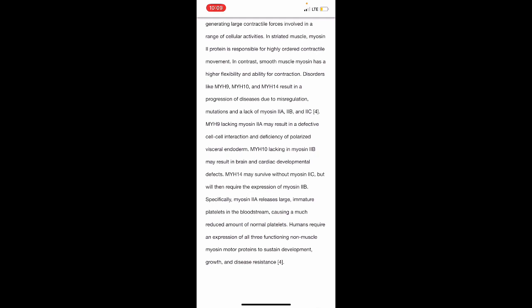So specifically, myosin 2A, since they release large immature platelets in the bloodstream, this causes a greatly reduced amount of normal platelets. Humans require an expression of all three functioning non-muscle myosin motor proteins to sustain development, growth, and disease resistance.